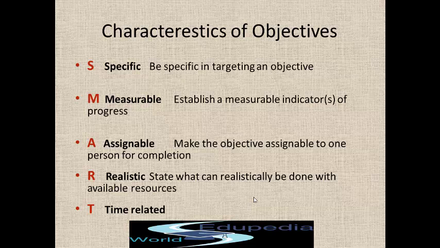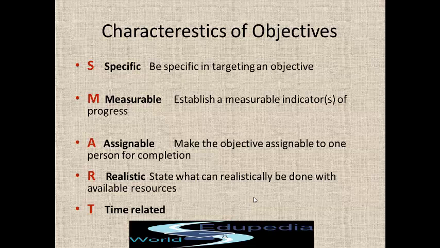What are the characteristics of objectives? They should be SMART. S is specific: be specific in targeting an objective, specifically talking about an objective. Measurable: how much of the objective, what percentage you have executed. They should be able to measure the progress of the execution of an objective. Assignable: you should be able to assign the objective to a particular project manager or a senior manager, and ensure that it is completed.